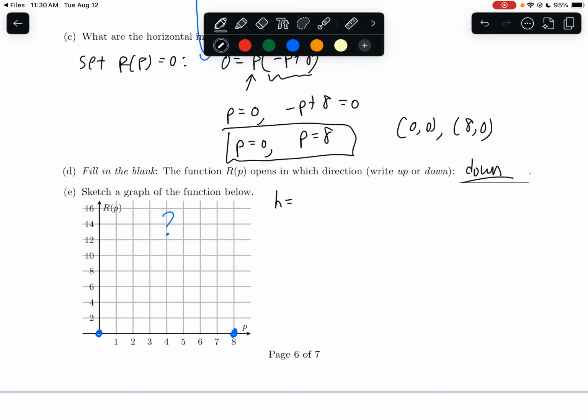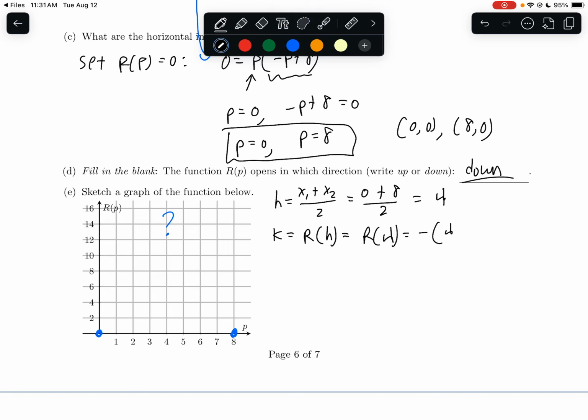So H, we know the two horizontal intercepts. One of them is 0 and one of them is 8. So H is at 4. And the y-coordinate for the vertex, K, is just the revenue at H. So R of 4. And you can put 4 into any of the equivalent representations that you had found above. Doesn't matter.